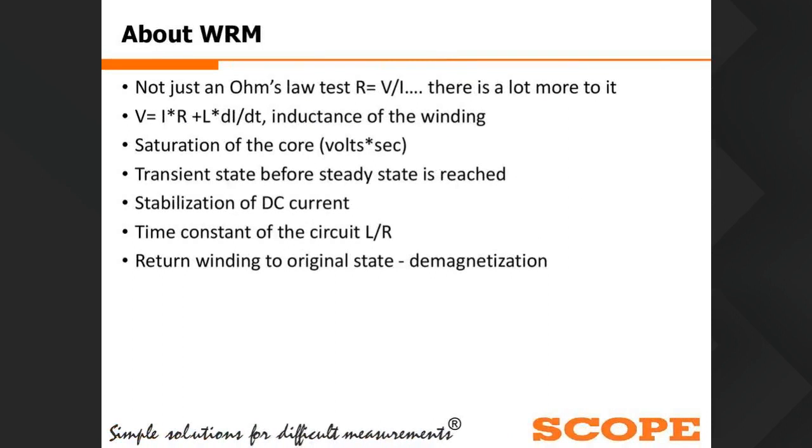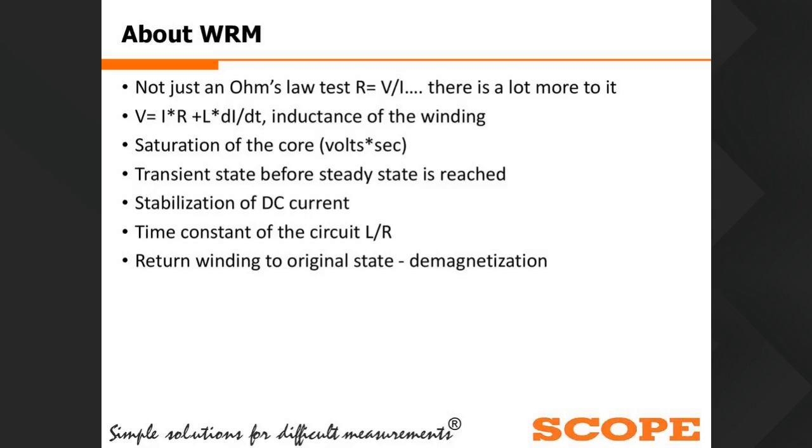About winding resistance measurement, it is not just Ohm's law, R equals V by I. There is a lot more to it. Firstly, the winding has an inductance, which we need to nullify. That is, we need to saturate the transformer core. Saturation of the transformer is very important. Firstly, the transient state occurs, and after that we need to reach the steady state, and only after that does stabilization of the DC current occur, after saturation of the core and reaching of the steady state.